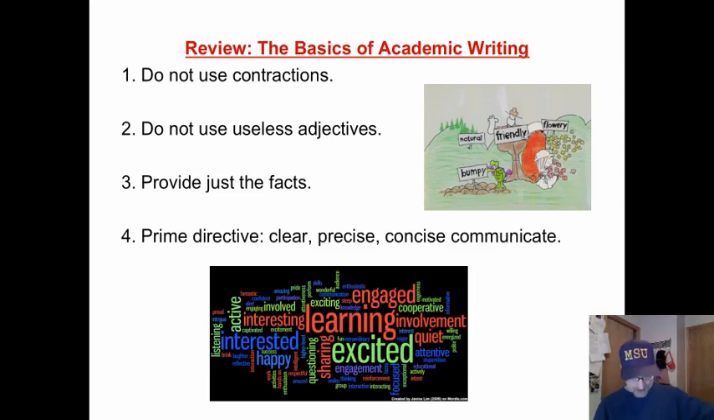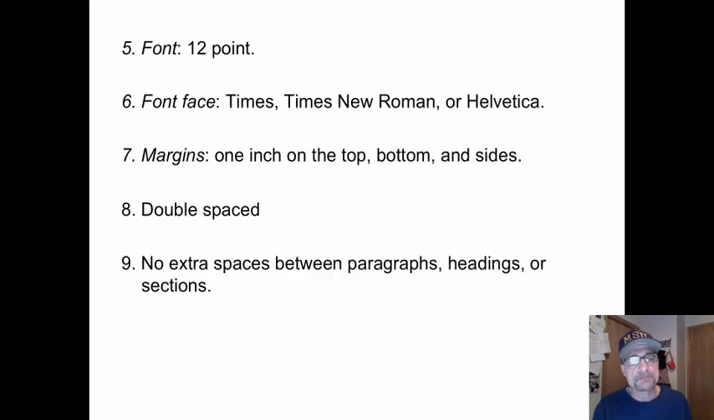The prime directive is clear, concise, precise communication, moving ideas from point A to point B and C and beyond. As such, you must use structure, organization, and headings and punctuations and transition words to all enable this nice, clear, precise communication. 12-point font, Times New Roman, text, or Helvetica, 1-inch margins, top, bottom, and the side.